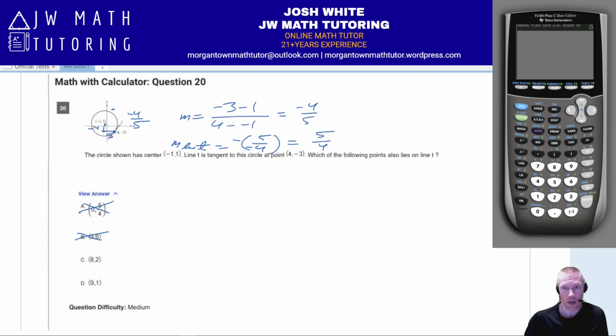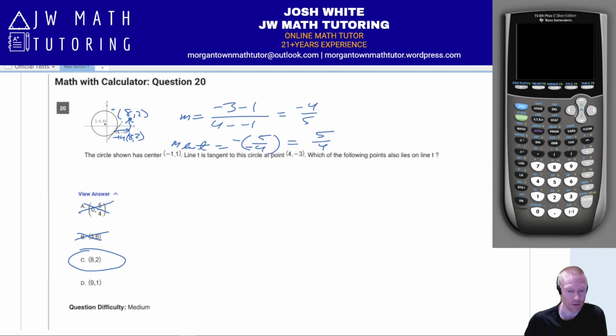Now that we know the slope of line T, the quickest way to figure out which point is going to be on it is to just count. So what I mean by that is start at 4, -3. Then you could go to the right 4 units. Therefore, you would end up with an x-coordinate of 8. And then you could go up 5 units. So -3 plus 5 would put you at a y-coordinate up here of 2. So this point up here, just moving according to the slope, is going to be 8, 2. Notice that's one of the answer choices. So we have the correct answer. It's going to be letter C.